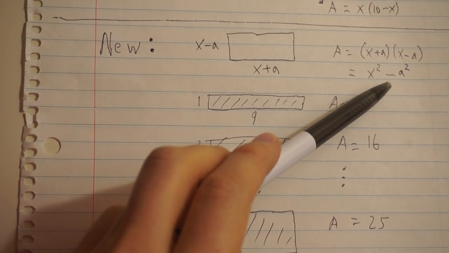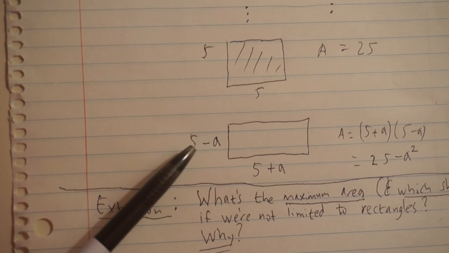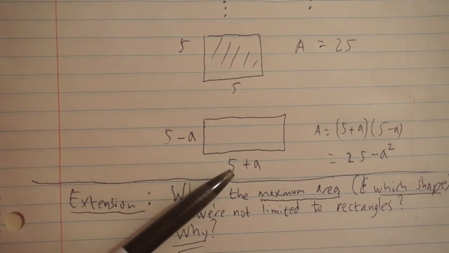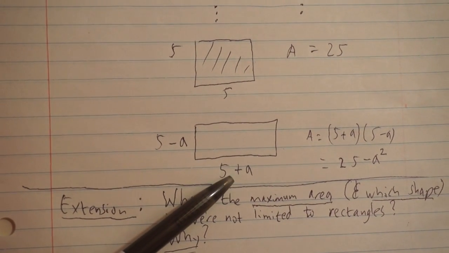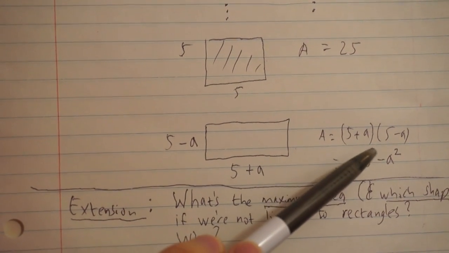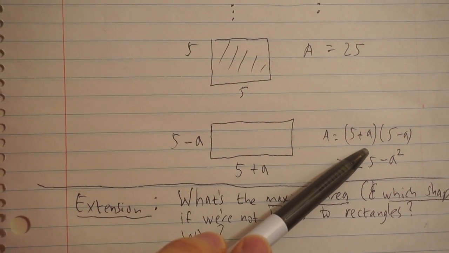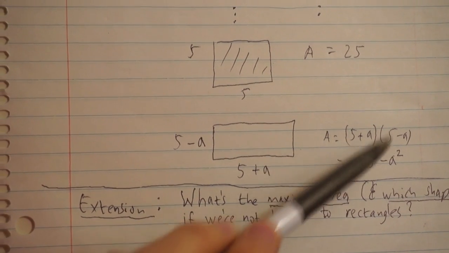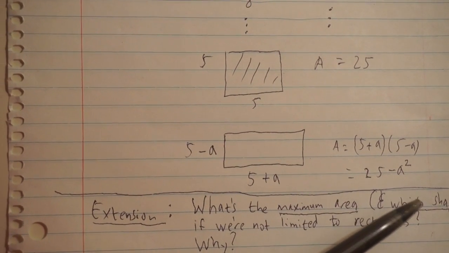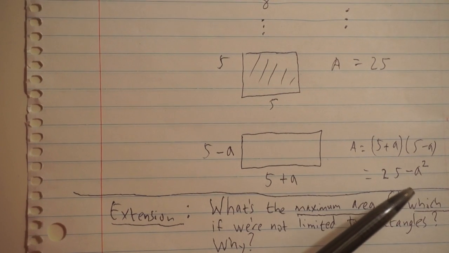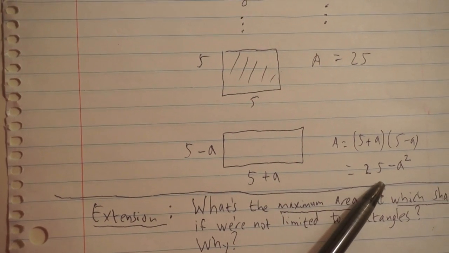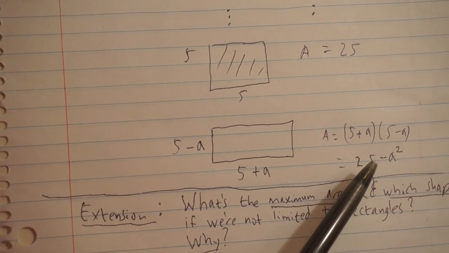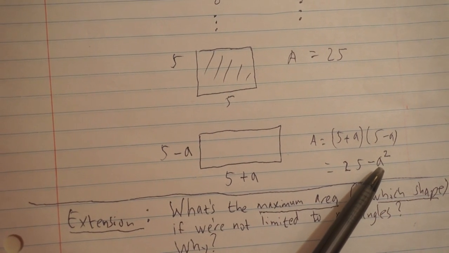So let's go to our specific example where we have 5 minus a, not x, but 5 now, 5 minus a and 5 plus a. So using the same algebraic expansion, we have the area is 5 plus a, the width, times the length, and then this multiplied gets us 25 minus a squared. So what's cool about this? This tells us that this 25 is not changing, that's a number. However, we are free to change this a.